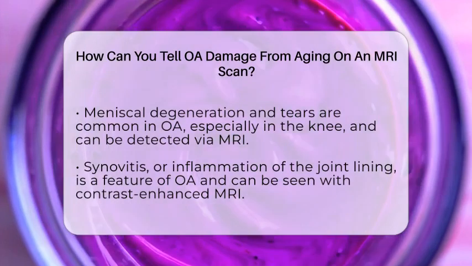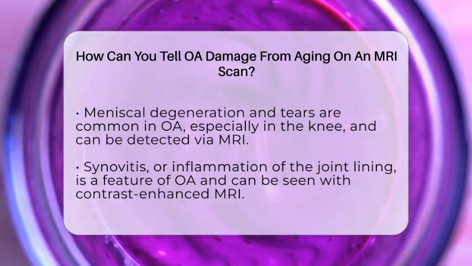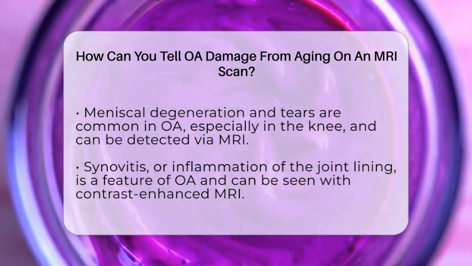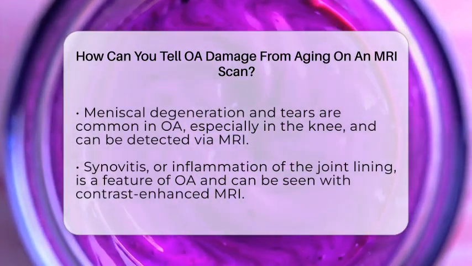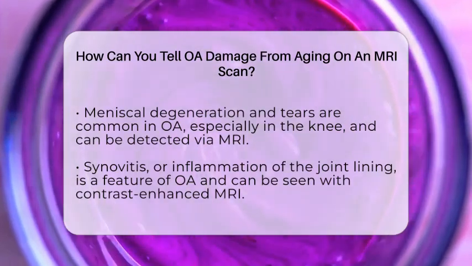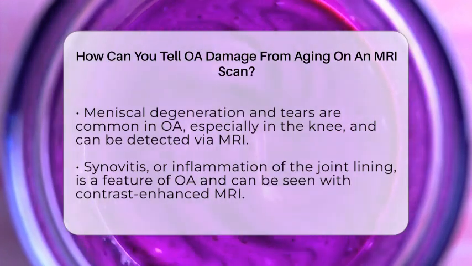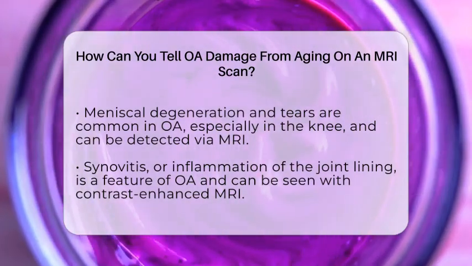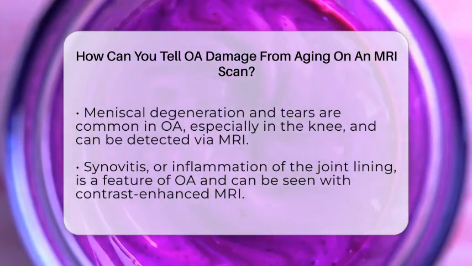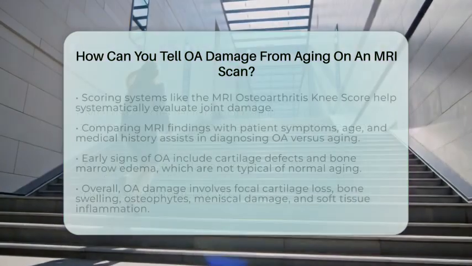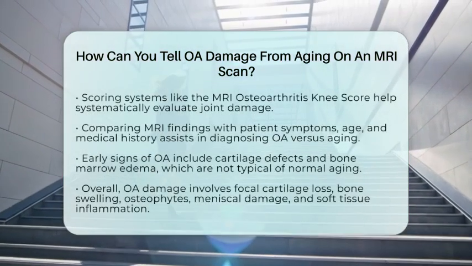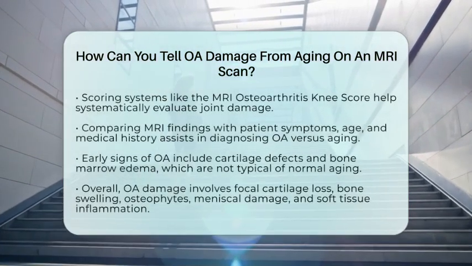Inflammation is another differentiator. Osteoarthritis can cause synovitis, which is inflammation of the joint lining. MRI with contrast can highlight thickened and inflamed synovial tissue, something rarely seen in normal aging joints. Doctors use scoring systems like the MRI osteoarthritis knee score to evaluate these features systematically.